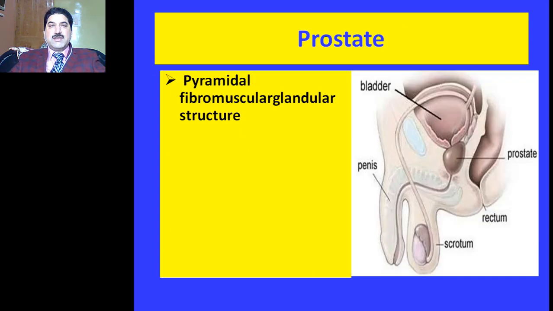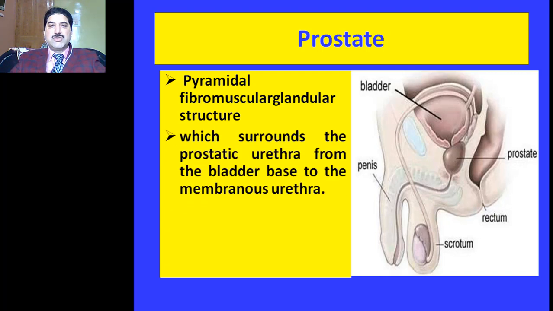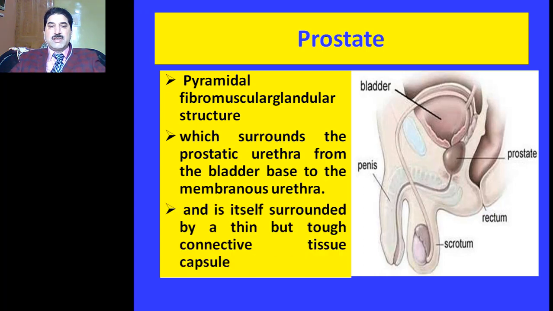Prostate is defined as a pyramidal fibromusculoglandular structure which surrounds the prostatic urethra from the bladder base to the membranous urethra, and is itself surrounded by a thin but tough connective tissue capsule. As shown in this diagram, the prostate is pyramidal in shape with the base applied to the neck of the urinary bladder and the apex which rests on the urogenital diaphragm.